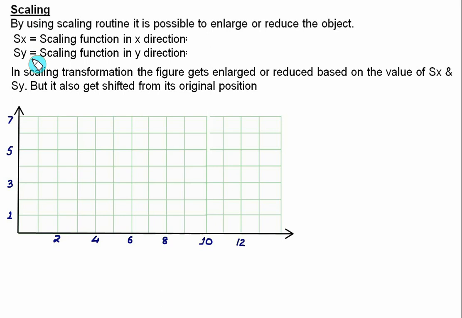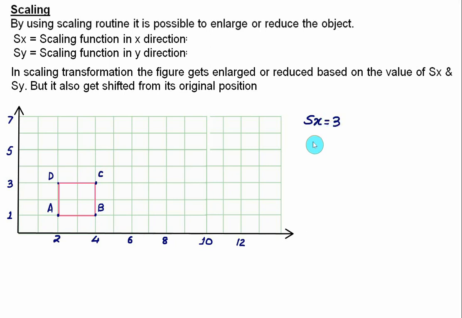To understand the scaling transformation, we'll consider here a rectangle. (2, 1) is the first coordinate of the rectangle, point A. Then we have (4, 1), that is point B. Then we have (4, 3) as point C, and (2, 3) is point D. So this figure represents the original rectangle ABCD, and we want to perform the scaling operation. Suppose I select the scaling function Sx equal to 3.